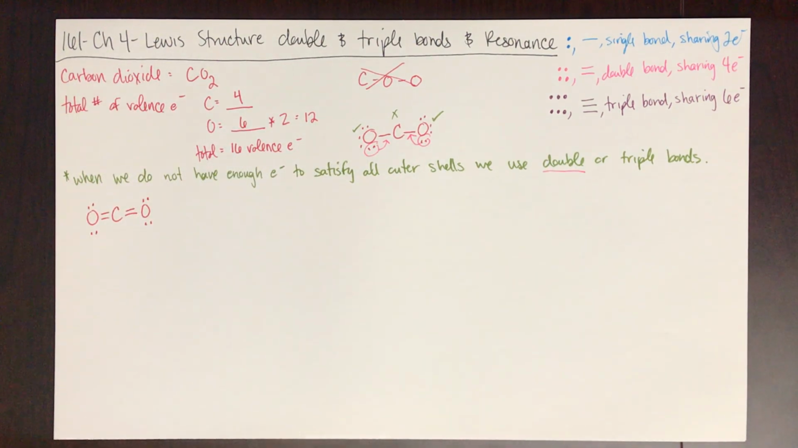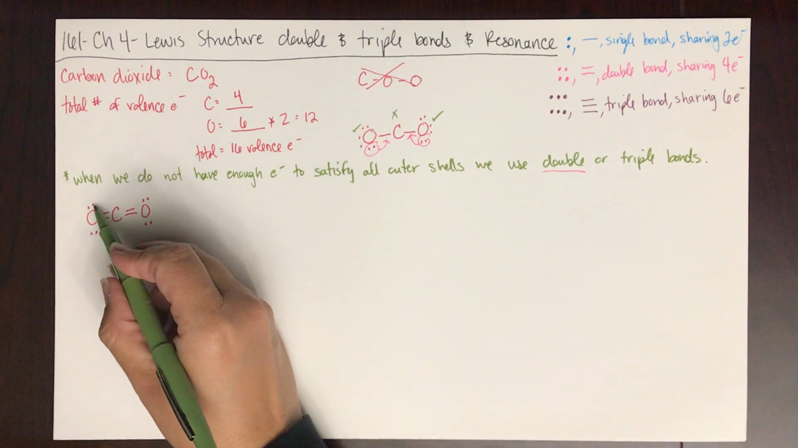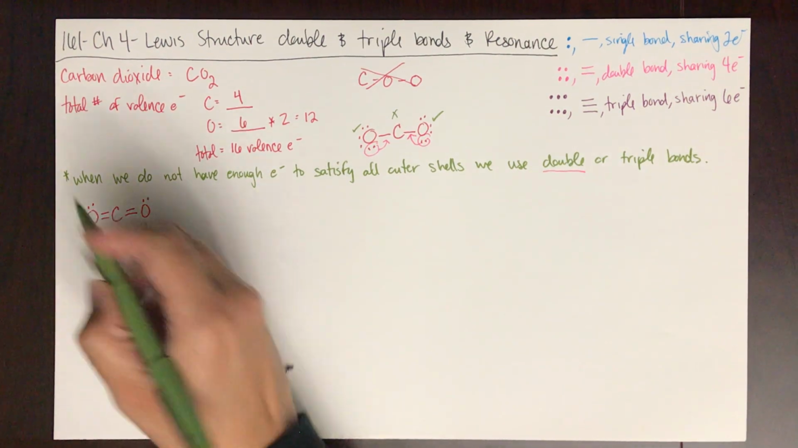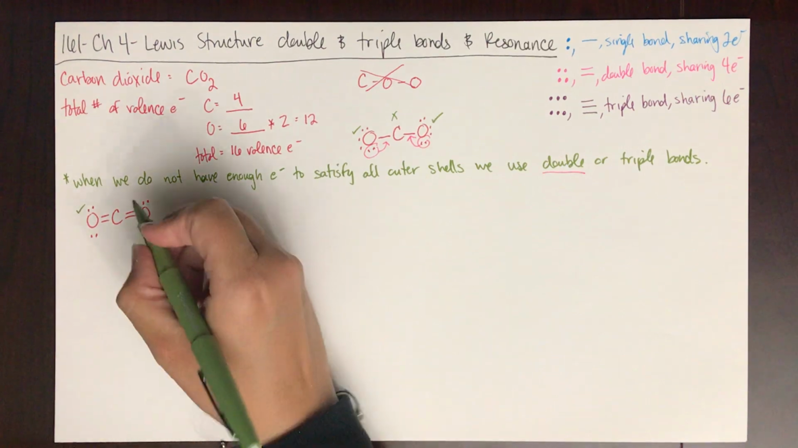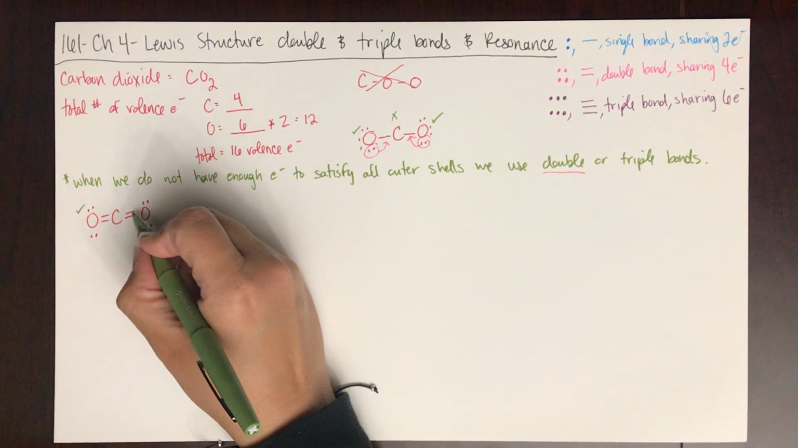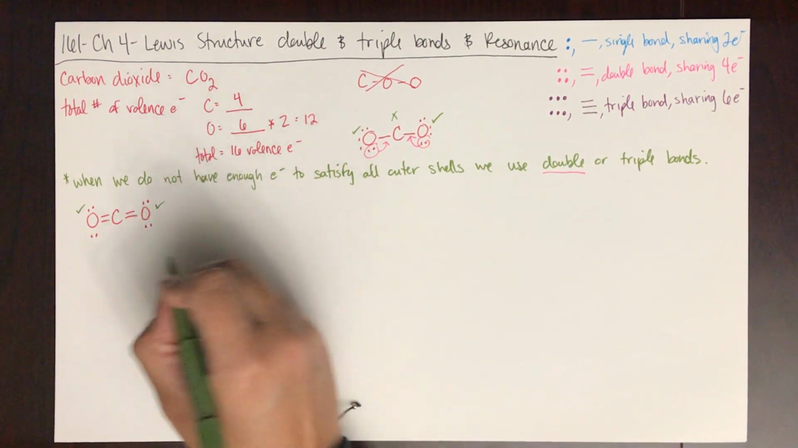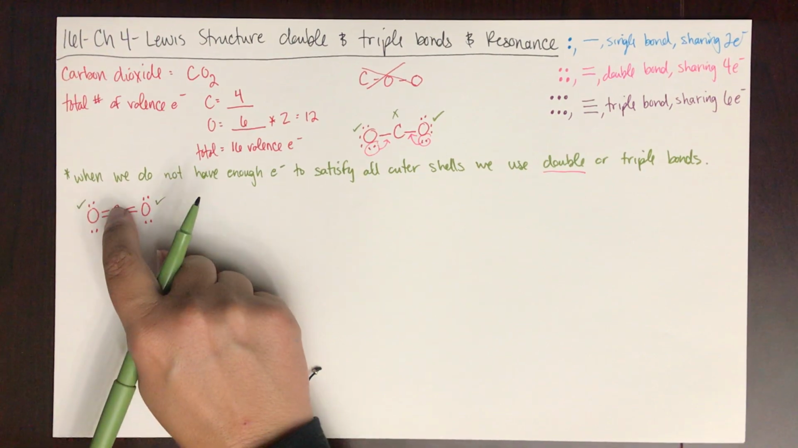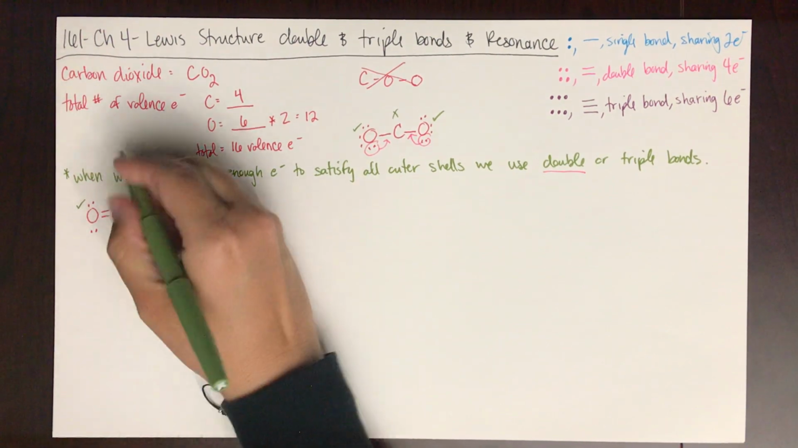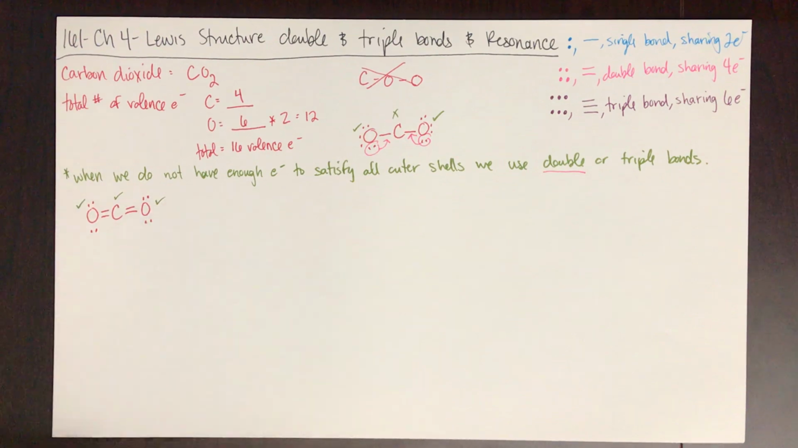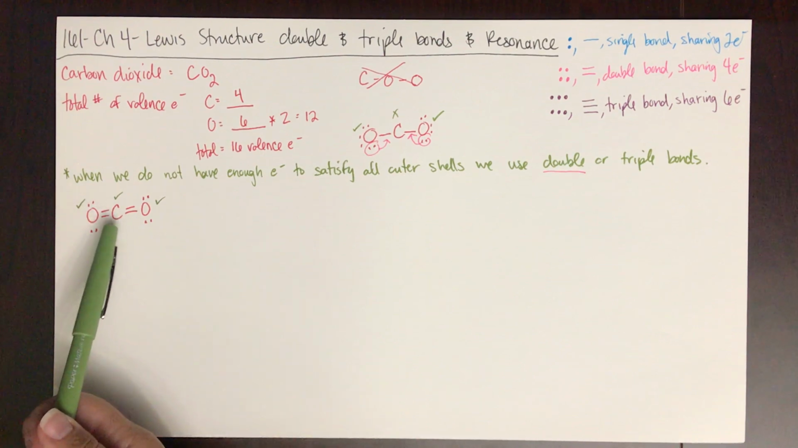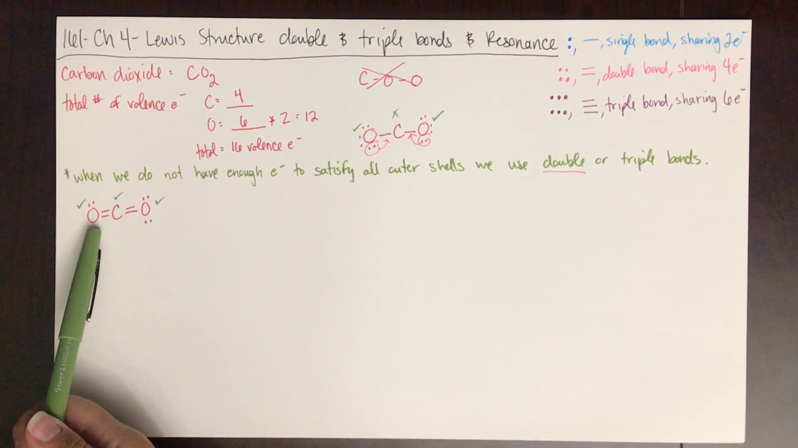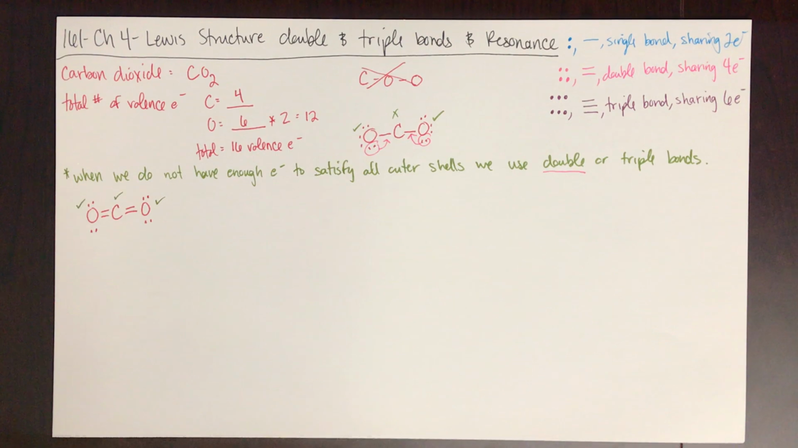So now let's see. This oxygen has 2, 4, 6, 8 electrons around it. It's happy. This oxygen has 2, 4, 6, 8 electrons around it. It's happy. This carbon has 2, 4, 6, 8 electrons around it. It's happy. This is the Lewis structure of carbon dioxide. Carbon dioxide is 2 double bonds between the oxygens and that central carbon.